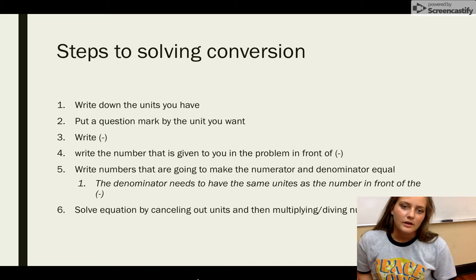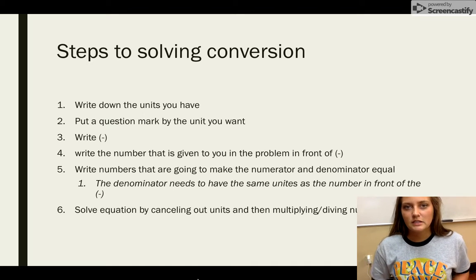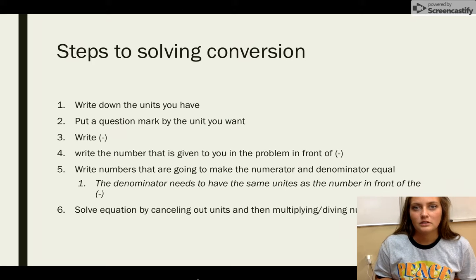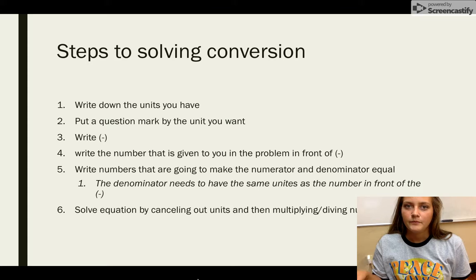After you do that, you're going to write the number that was given to you in front of the parentheses. So in our case, it was 12. So you'll have 12, the parentheses, and then the division line.